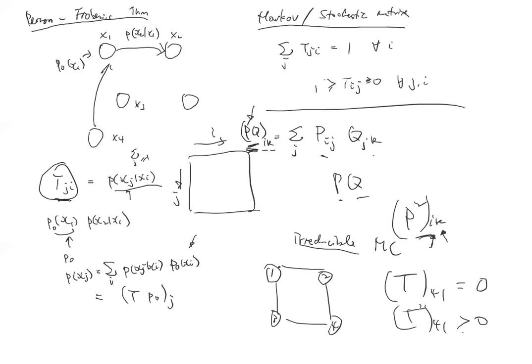And so irreducible simply means that there exists a sufficiently large N, big N, such that (T^N)_ij will be bigger than 0 for all i and j.